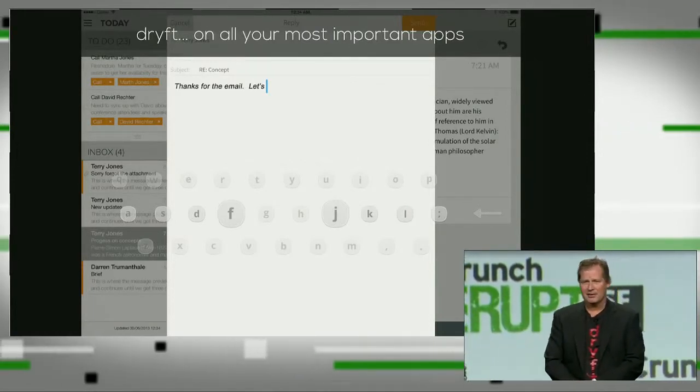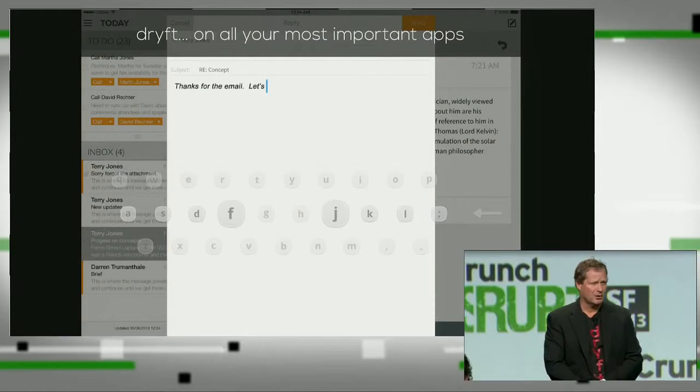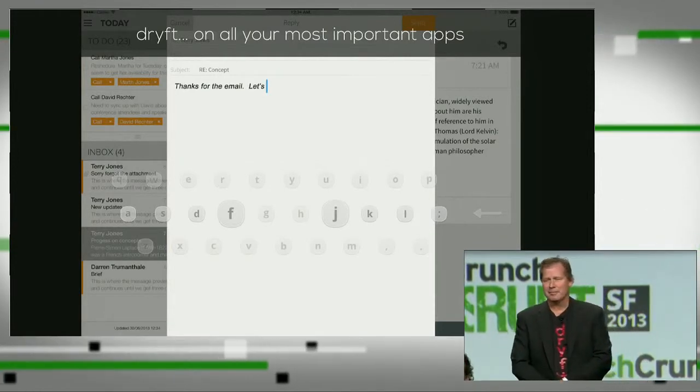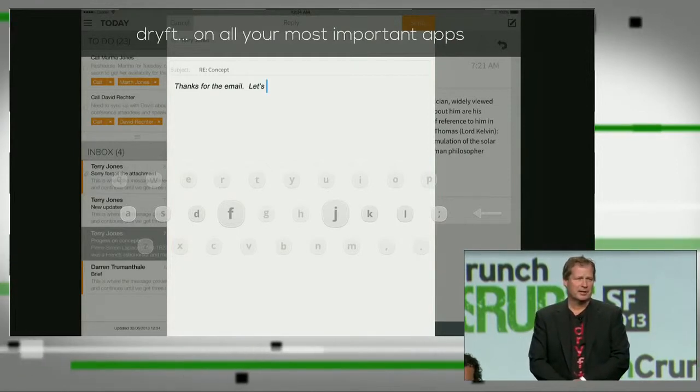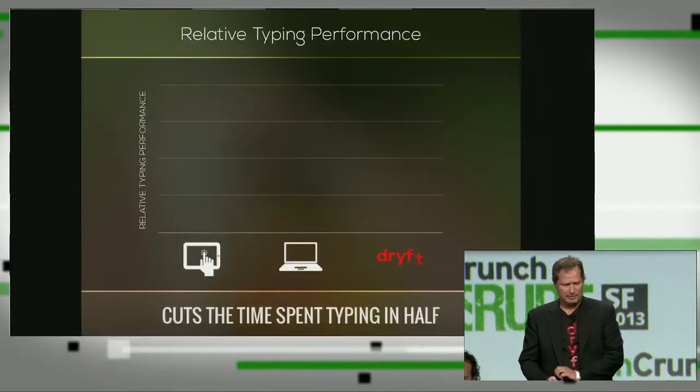Here's an example. This is Handle, a runner-up of TechCrunch Disrupt New York. This is a productivity app. Here we could embed our keyboard right in their app so their customers can get a much better typing experience.